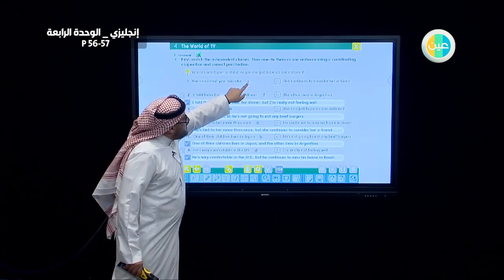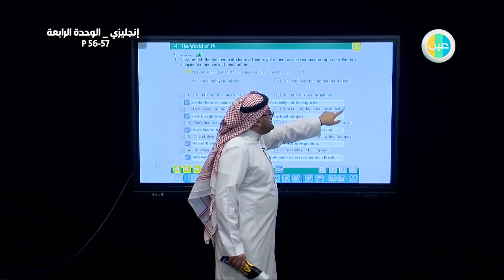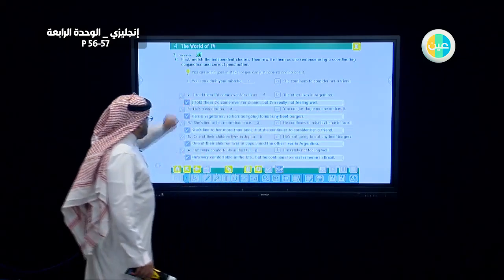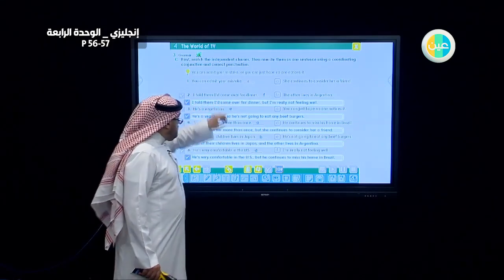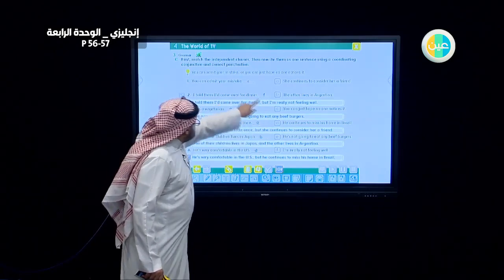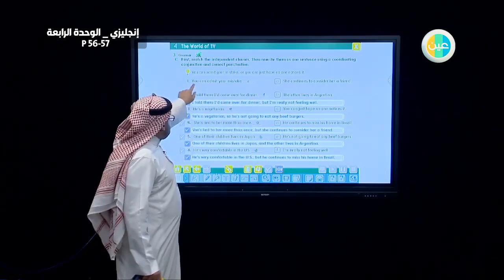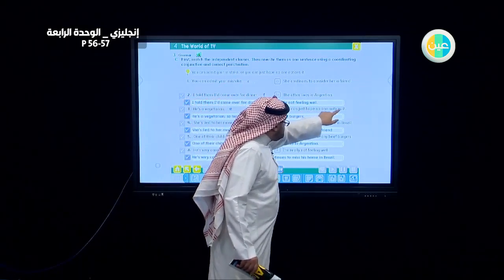Now the example, you can admit your mistake, or you can just hope no one notices it. Okay? You can admit your mistake, C. Which one is C? Here. You can just hope no one notices it.